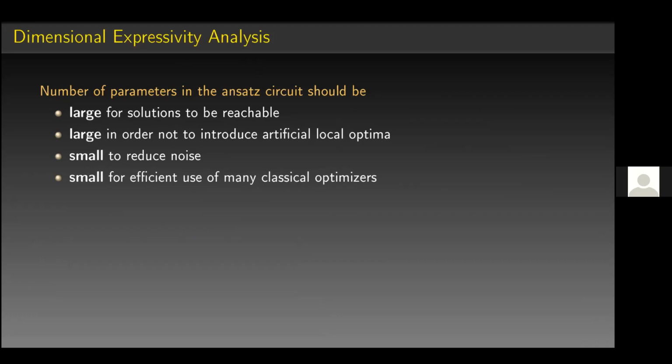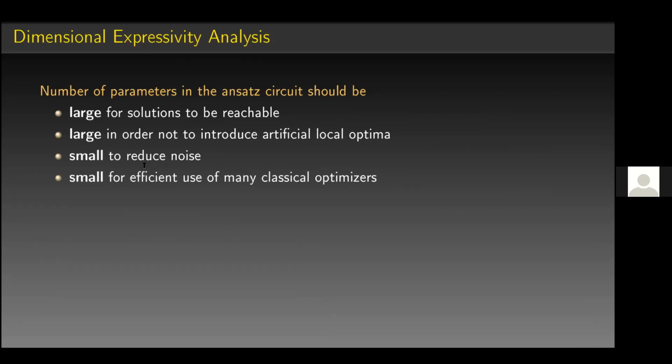You also want to add a large number of gates to not introduce artificial local optima. That's a technical point. As I said, we are running a classical optimization algorithm. And if you have some kind of parameterization that separates states that were originally close in state space to two parameter configurations that are far apart, that might introduce artificial local optima in which the optimizer can get stuck.